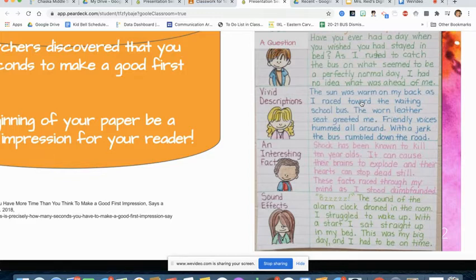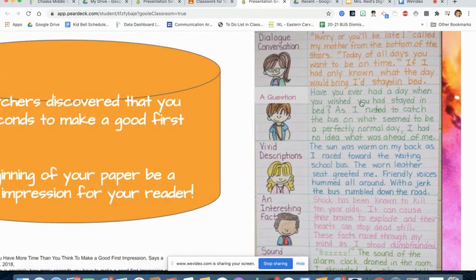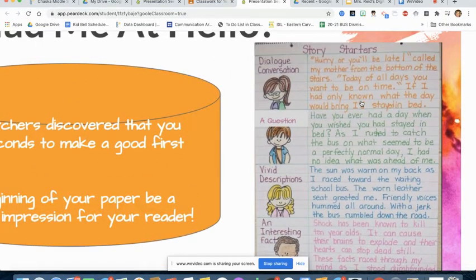And then a sound effect. Here she's starting with one of those onomatopoeias we talked about last week. Buzz, the sound of the alarm clock droned in the room. I struggled to wake up. With a start, I sat up in my bed. That was the big day, and I had to be on time. Again, sound effect, interesting fact, vivid detail, a question, dialogue, conversation. All of those are interesting ways to start your story.